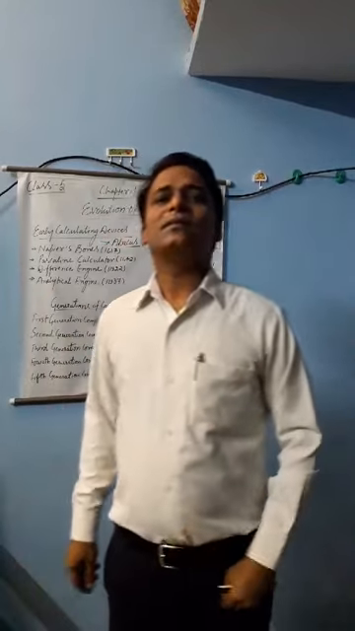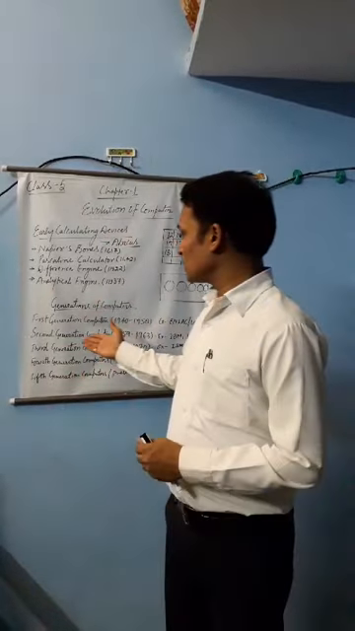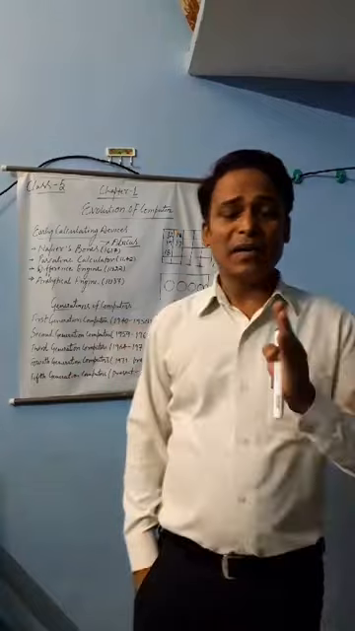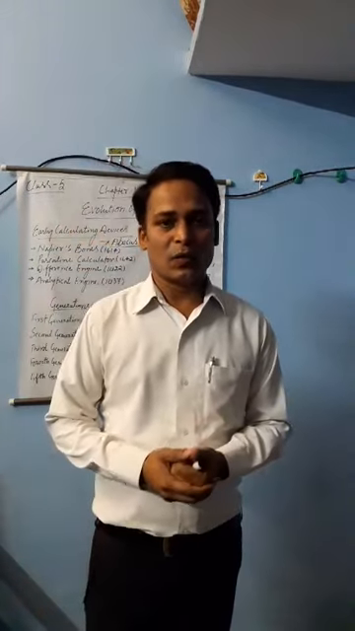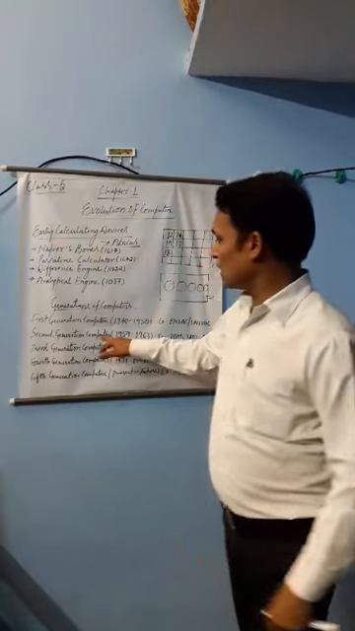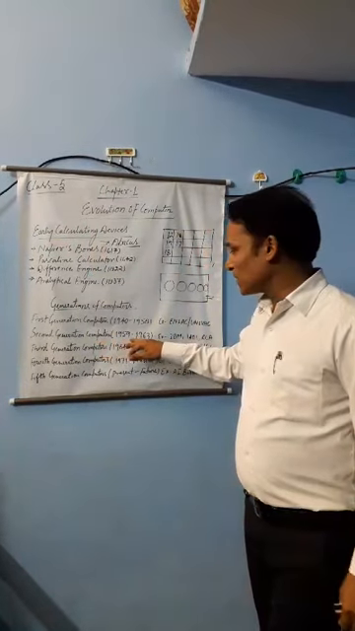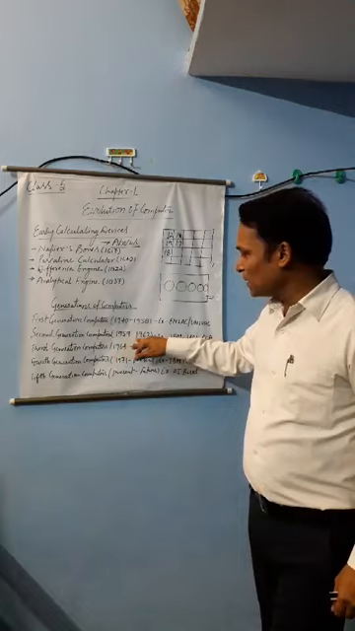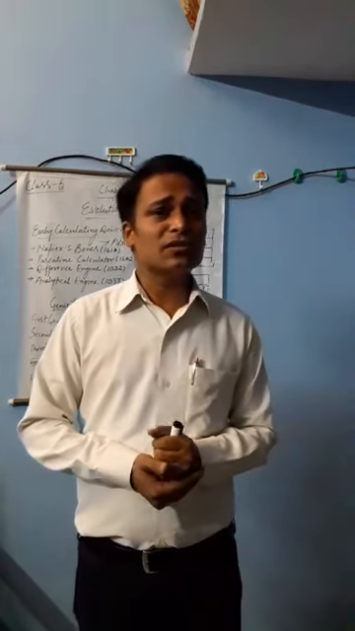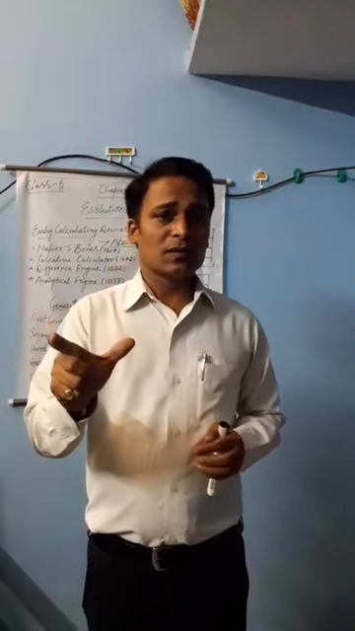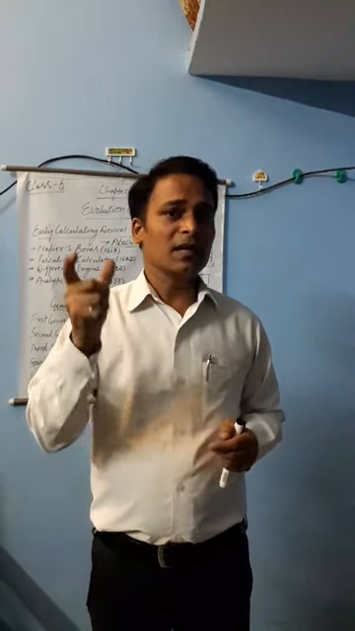Now, if we go to the second generation computer, we find the main components of the second generation computer are the transistor and diode. The time of the second generation computer was 1959 to 1963. So till 1963 was the time of the second generation.